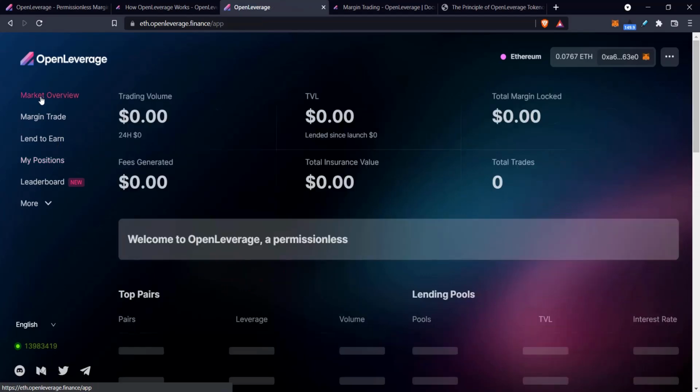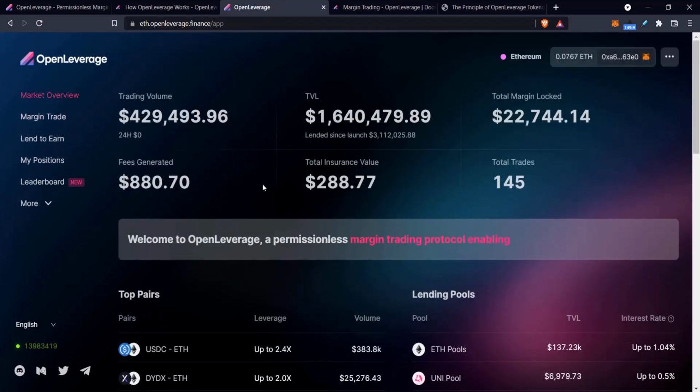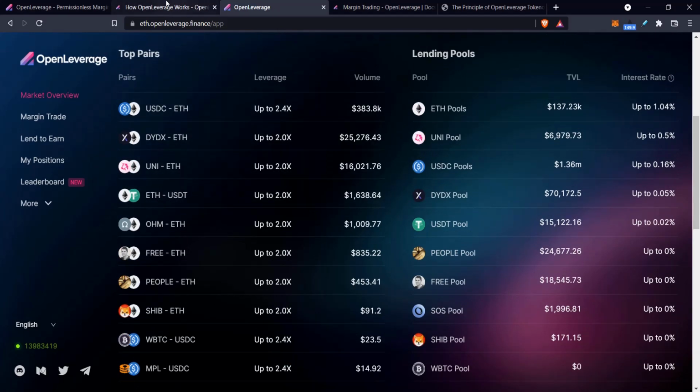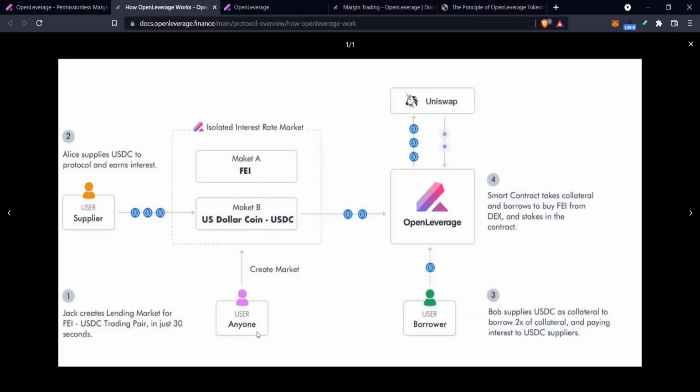The app looks pretty good. You've got your dashboard and all the current pools. Now, the reason why I said it's permissionless is because anybody can do this. Anyone can just come in here as long as there is a liquidity pool on the supported AMMs and just open up the market, right? Just open up this market.